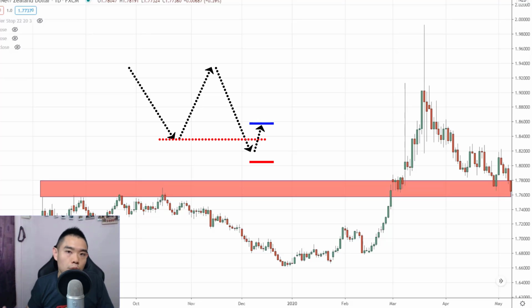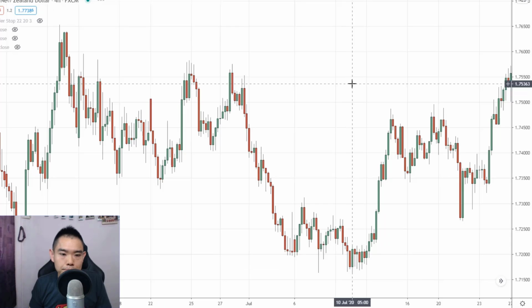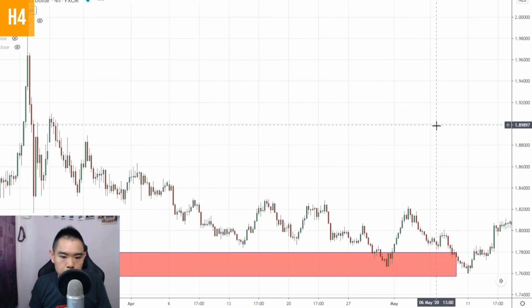So this is what I call the false break setup, where the price retests the previous swing low, the previous support, couldn't break below it, and then got rejected and closed strongly back above support. Vice versa for resistance. So with that said, let's go down to a lower time frame like the 4-hour time frame. And you see over here we have a false break setup.